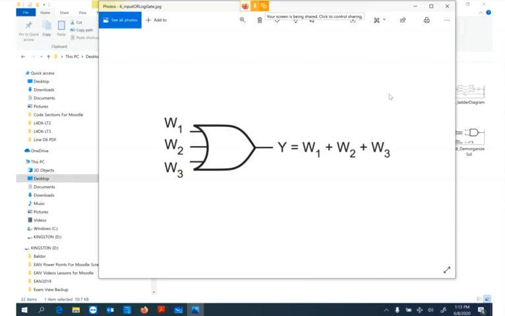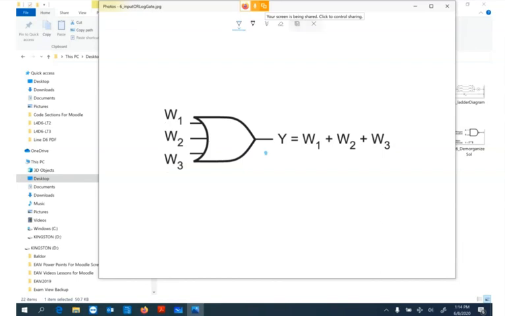For a 3-input OR, I would just go like this: A or B or C equals Y. And that would be a 3-input OR gate. I guess they're just showing the different combinations. Either way works.